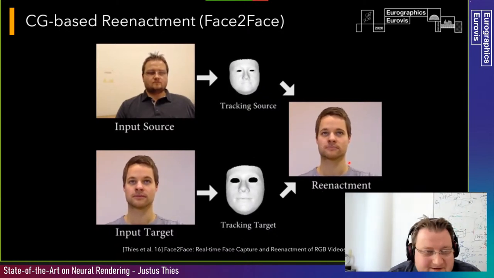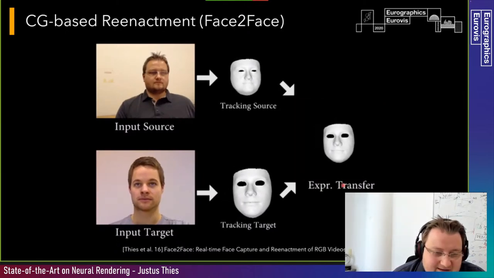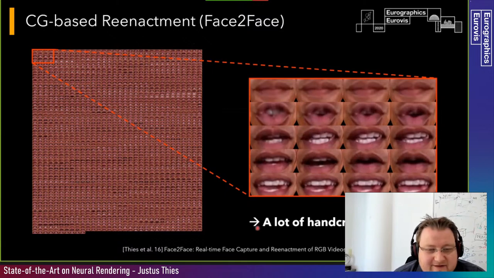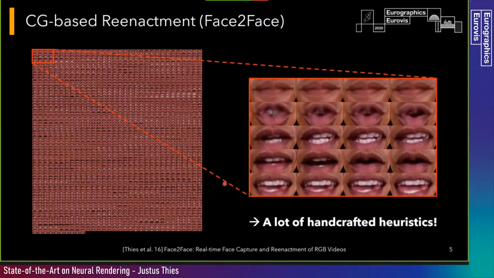But the problem with this approach is that you need a lot of manual work in this process, and there are a lot of handcrafted heuristics, especially when you have a look at the mouth region. So in this approach, we basically built up a huge data set of mouth interiors and how the mouth should look if a specific expression is applied. And between these different expressions from frame to frame, we basically have to blend between these frames from the data set. And this is a lot of handcrafted heuristics that have to be applied here. And this also lowers the quality of the final outputs.